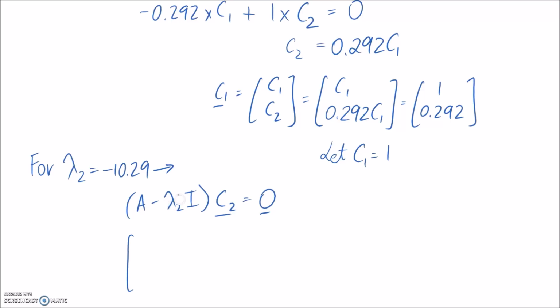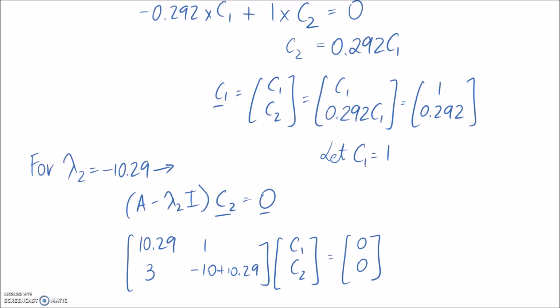Again, we had a version of this that was already simplified. So if we substitute our new lambda value into that, it's 10.29, 1, and negative 10 plus 10.29, multiplied by the C2 vector. Again we can call these elements whatever we want. I'm going to call them C1 and C2, and the 0 vector on the other side is going to be just 0 and 0 again.